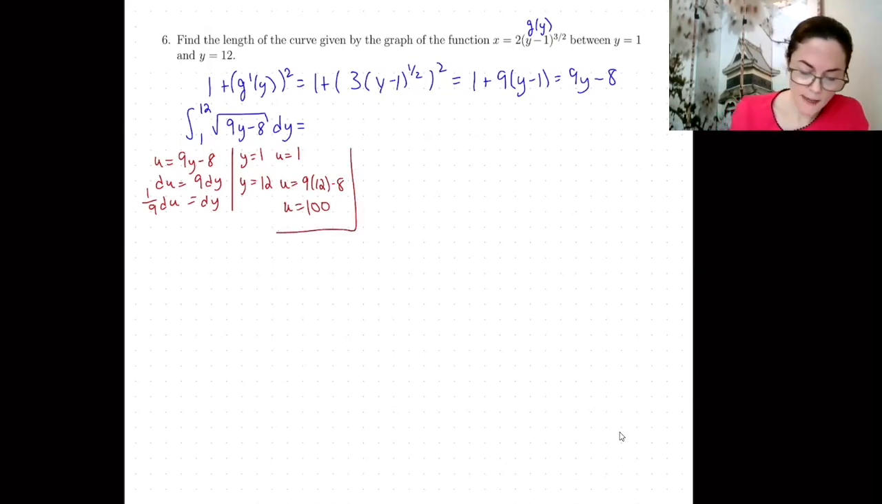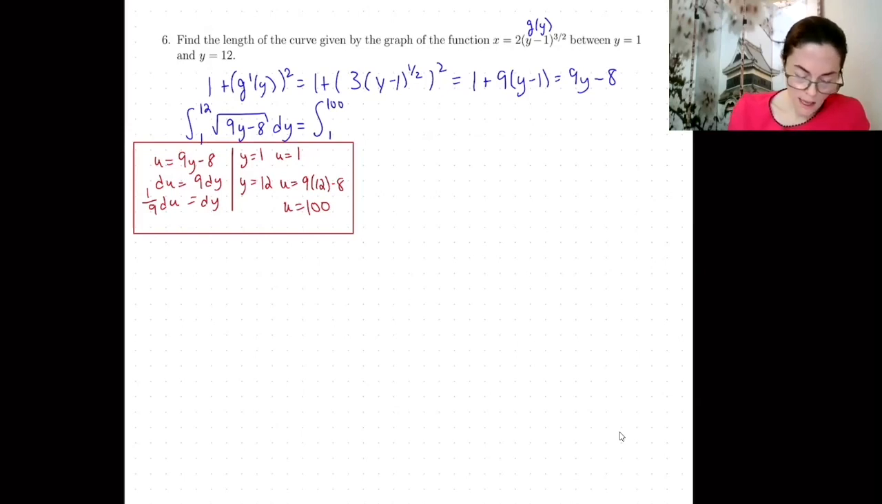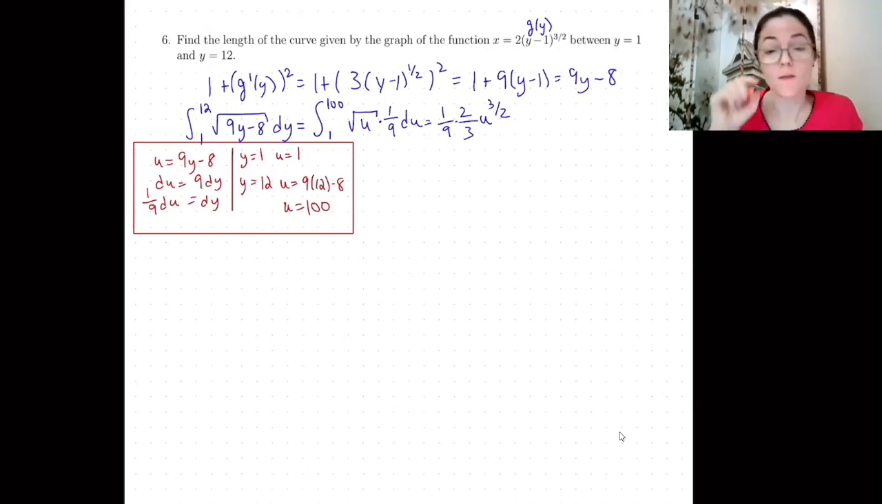Okay, this is my side work for substitution. I have an integral. It goes from 1 to 100. And we have the square root of u times 1 over 9 du, which is 1 over 9. We add a power, divide by the higher power, like this. When we divide by 3/2, it's the same as multiplying by 2/3. And then we evaluate between u is 1 and 100.